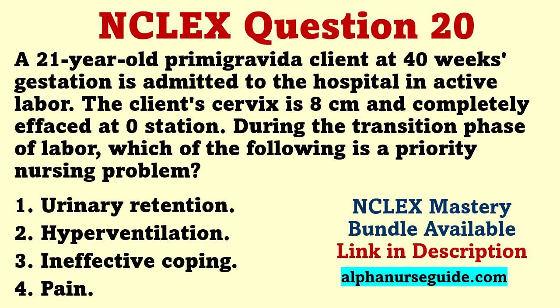During the transition phase of labor, which of the following is a priority nursing problem? 1. Urinary retention. 2. Hyperventilation. 3. Ineffective coping. 4. Pain.